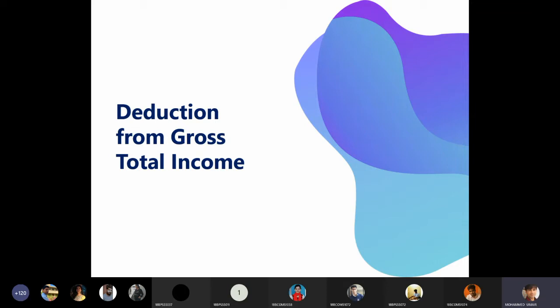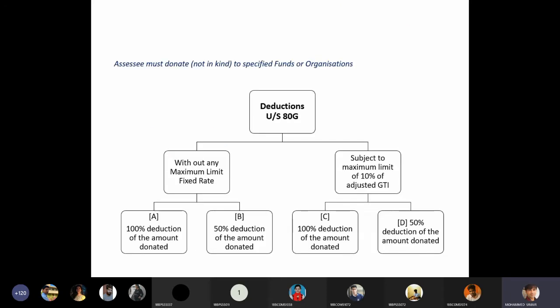So we will continue with our discussion today and we will discuss one of the most comprehensive sections. This section is slightly challenging because you have to remember the categorization and some lengthy lists. So it's not that easy. It requires your attention. So section 80G is what we are about to discuss in today's class.